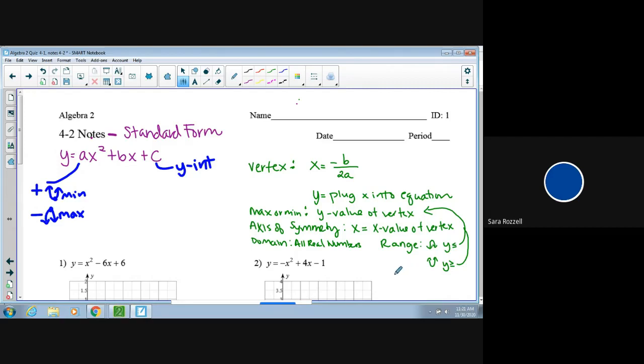So we're going to find all of the same stuff that we did before. We'll do a couple problems just so you can see how we use this equation, and then everything else kind of falls into place.